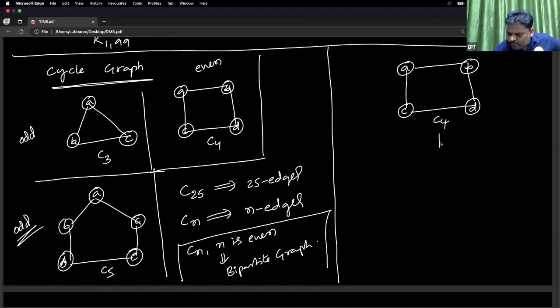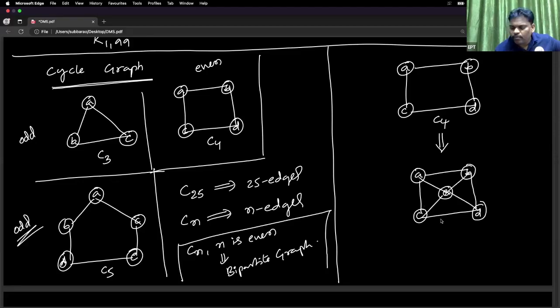What I will do is take the same diagram as it is, the same C4. After taking all the vertices as they are, write one more vertex E inside. Keep this vertex with an edge to every other vertex. This is called a wheel graph with 5 vertices, which is called W5.